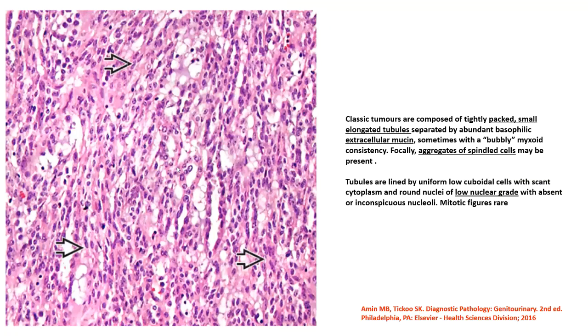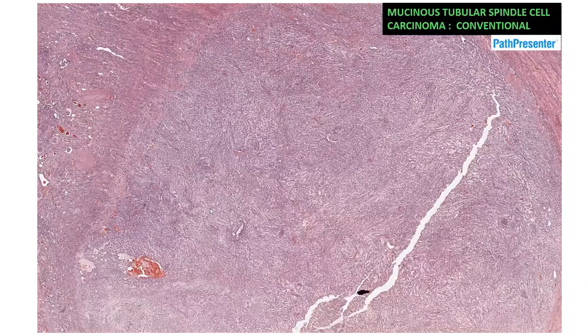Like in this case, you see these tubules of varying sizes which are closely coalescent. You see the pale myxoid background focally. So this is the mucinous bubbly background which you see in the background. And you have also this spindle cell element which appears to be growing in the form of short fascicles. And the nuclear grade, as I have already said, is low, grade 1 to grade 2.